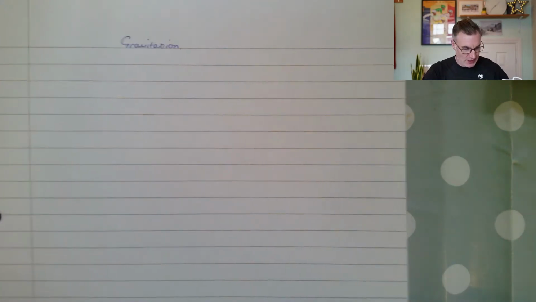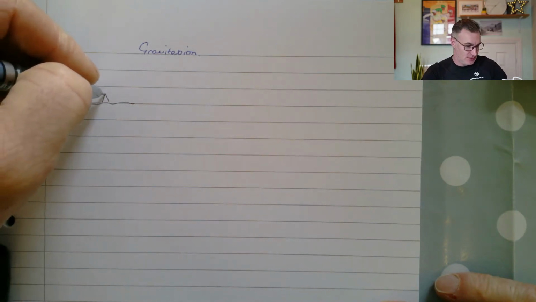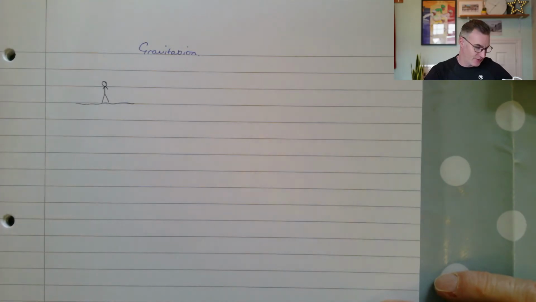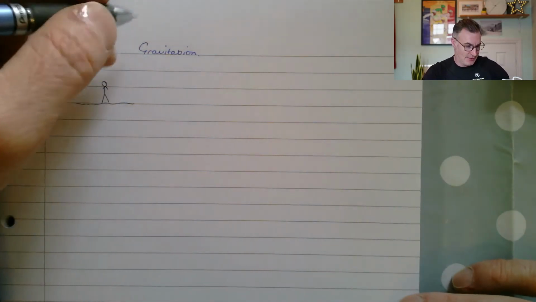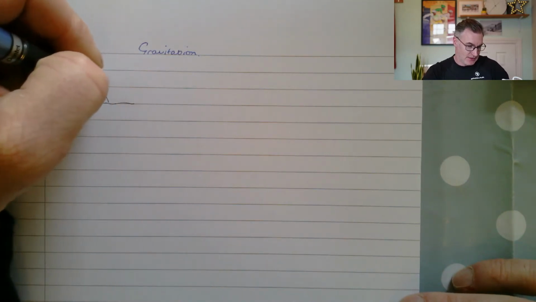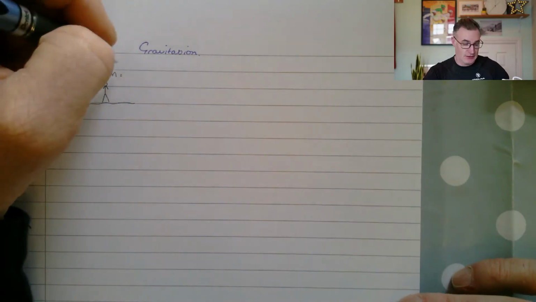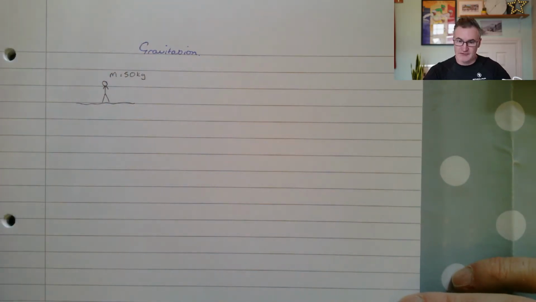So we're going to start gravitation by, well, I guess going back to the very beginning, and I guess you're standing on the surface of Earth, and you will have a mass. So let's just say that you are 50 kilograms.